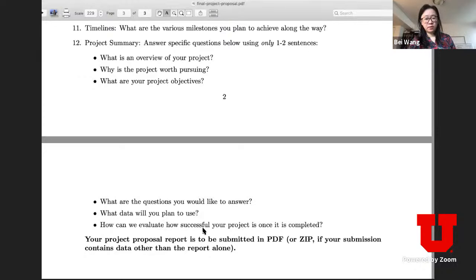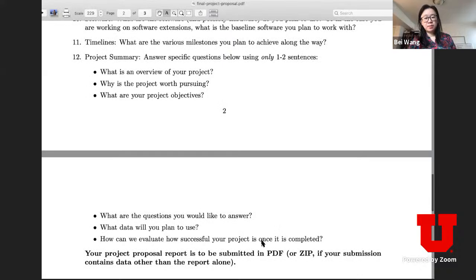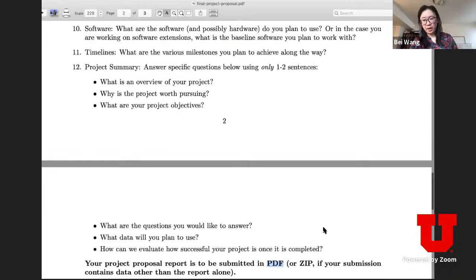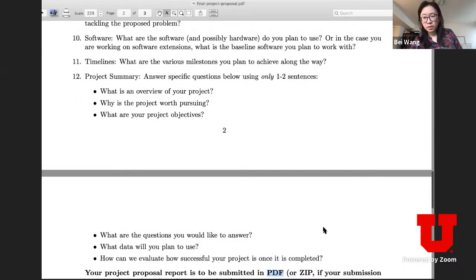It's going to be submitted as a PDF, and I'm going to talk to Faye and she's going to set it up similarly, where I think the main submission is going to be a PDF. And then if you have data, you're going to submit it separately as a zip file with a data file, in case we want to look at the type of data you're going to work with. Okay, any questions about the final project proposal?